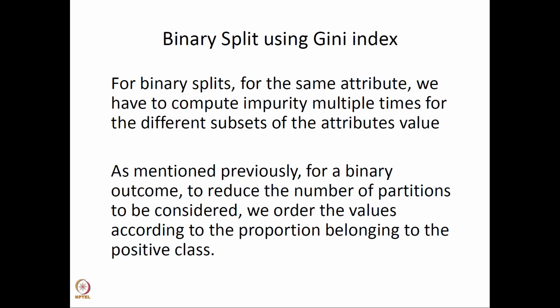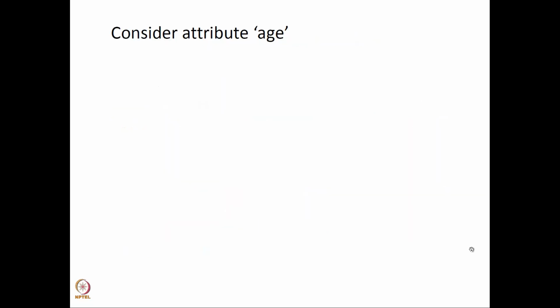Also, as was mentioned in the theory lectures, in case of a binary outcome, we can reduce the number of partitions that have to be considered by ordering the values according to the proportion belonging to the positive class. Since our data set has binary valued outcome, we will see how this process works. Again, we start by considering the attribute age.